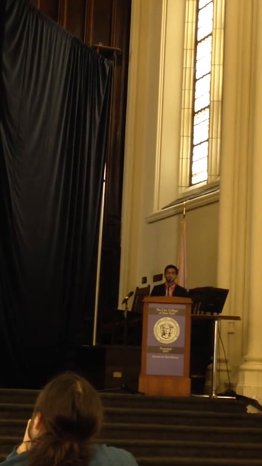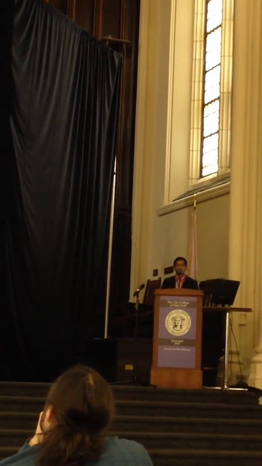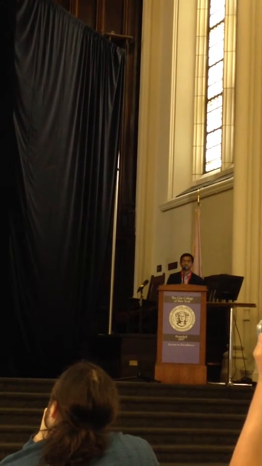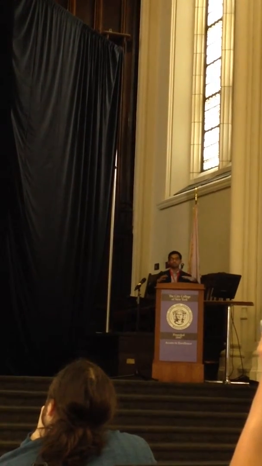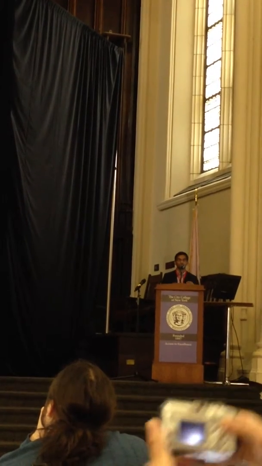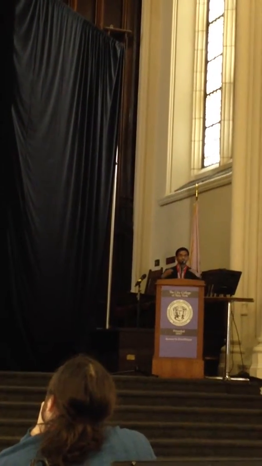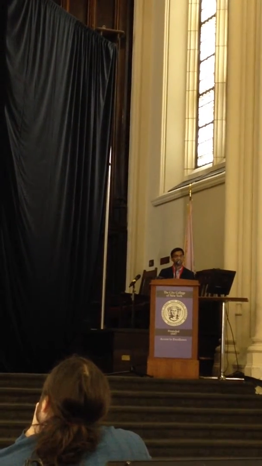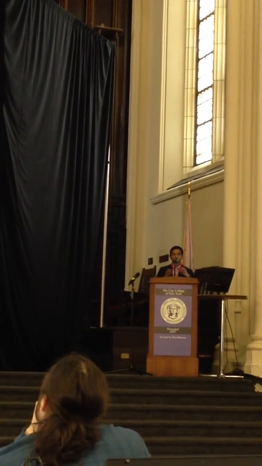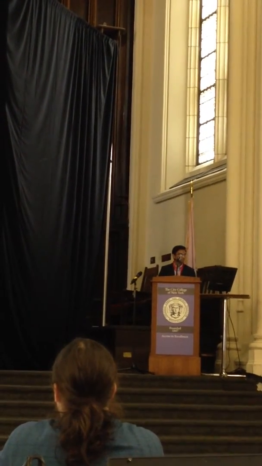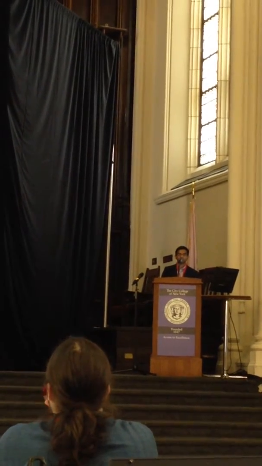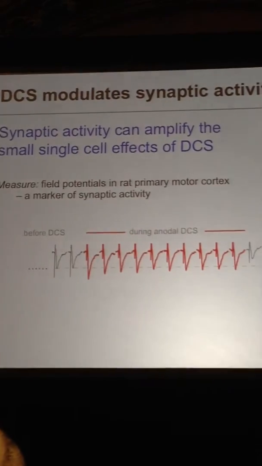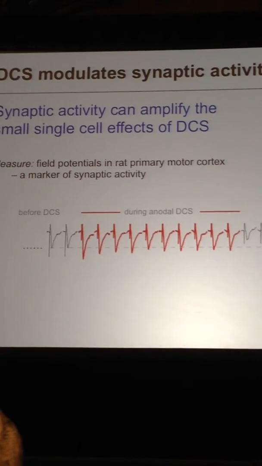One way a very weak electric field can modulate excitability and have long-term effects is by changes in the synaptic activity, right? And so we can study synaptic activity and how electric fields modulate synaptic activity in a reduced preparation in vitro. So we go to the motor cortex, we take brain slices, and we measure the synaptic activity in the form of these field potentials, which is the marker of synaptic activity. So with presynaptic stimulation, we take an electrode, we stimulate the fibers, and we get a marker of synaptic activity in the form of these field potentials.